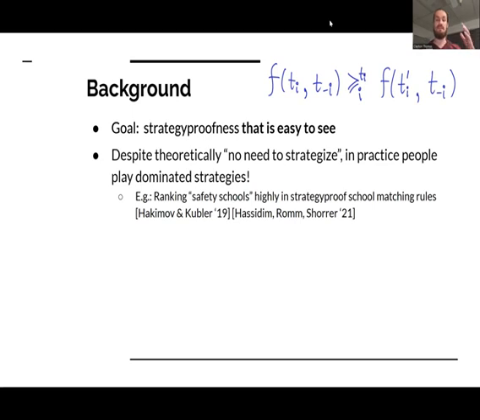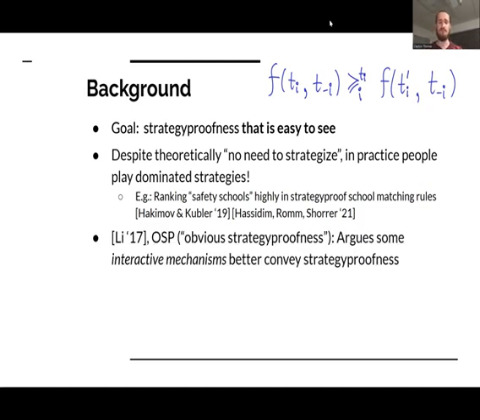And why do we want this? It's because despite theoretically leaving no room to strategize at all, in practice, we see people playing their theoretically dominated strategies. For one salient example, they might rank a safety school higher than they actually want it in a strategy-proof matching mechanism. So a pretty big thrust in the literature lately, the theory of so-called obvious strategy-proofness, has looked at this issue and then argued that some interactive mechanisms might better convey strategy-proofness than others. For example, an ascending price implementation of a second price auction might do better than sealed bid.